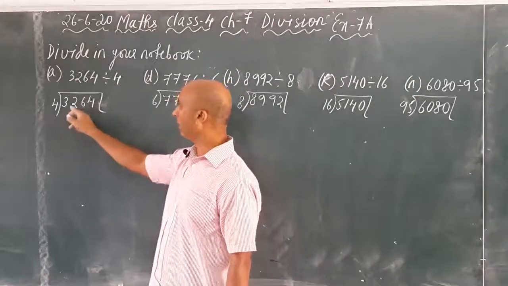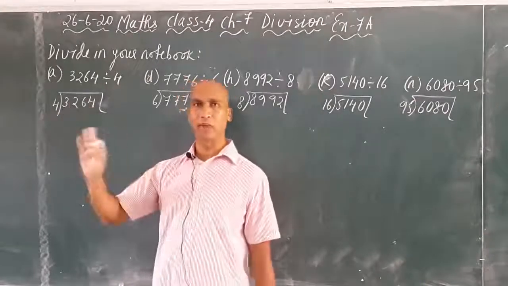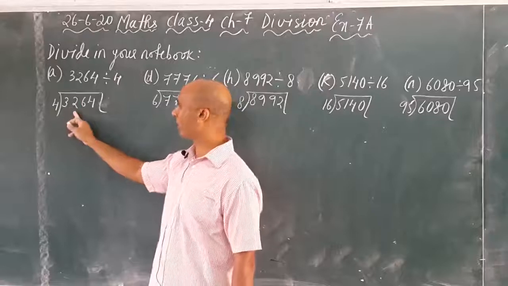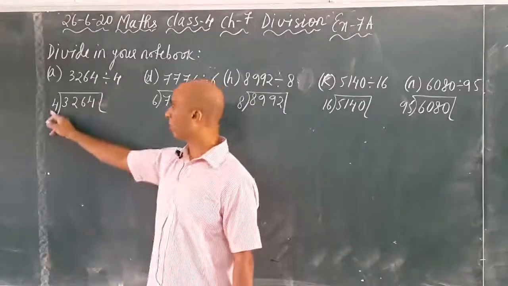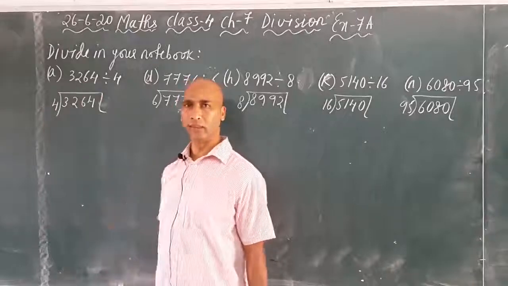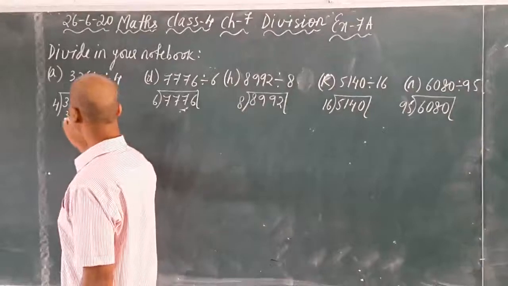In the dividend, the first number is 3. 3 is less than 4, that means it cannot be divided, so you will go to the next digit also. 3 and 2 makes 32. Now 32 is more than 4, so you can divide. 4 will go 8 times. 4 8s are 32.